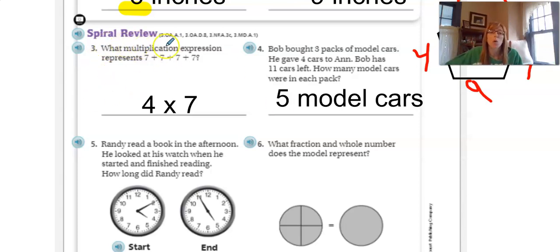All right. What multiplication expression? You have 7 plus 7 plus 7 plus 7. You have 4 groups of 7. Bob bought 3 packs of model cars. He gave 4 of those cars to Anne. Bob has 11 cars left. How many model cars were in each pack? So he has 11 left and he gave 4 to Anne. So 11 plus 4 is 15. And he bought 3. And 15 divided by 3 is 5 model cars.